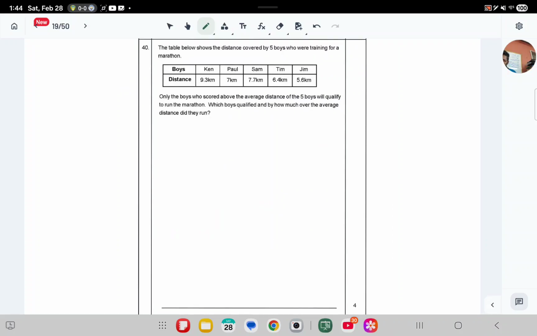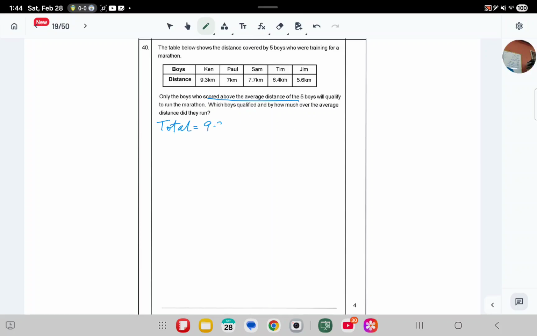Number 40, the table below shows the distance covered by 5 boys who were training for a marathon. Only the boys who scored above the average distance of the 5 boys will qualify to run the marathon. Which boys qualified and by how much over the average distance did they run? So based on this information, first we need to calculate what the average is. To calculate the average, first we need to calculate the total.